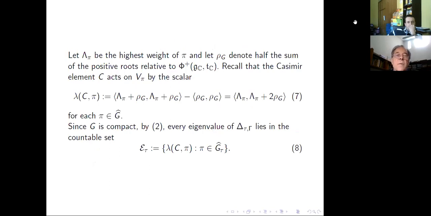So now we have to connect the strings with the lambdas, with the eigenvalues. There is a formula for the eigenvalue of the Casimir for a representation pi. That's formula 7, it's on the board, for each pi given. And then every eigenvalue of delta tau gamma that we are involved with lies in a countable set, the set of these eigenvalues of the Casimir.